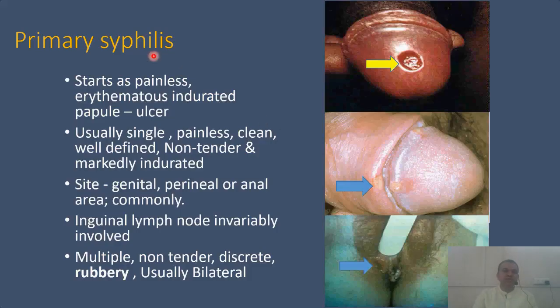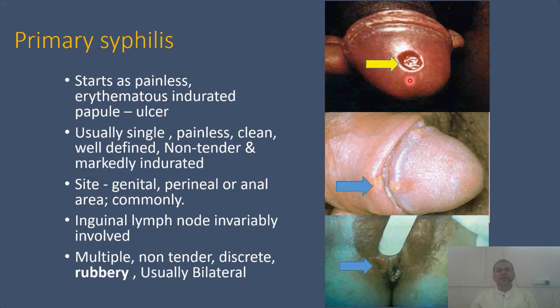These are the lesions of primary syphilis. Here the primary syphilis starts as a painless, erythematous, indurated papule. So that is an ulcer which is painless, and therefore they will generally ignore it. If it were painful, they would go to the doctor immediately. So it is painless, erythematous and indurated, with well-defined margins, non-tender and indurated.